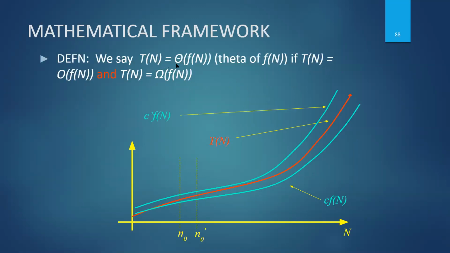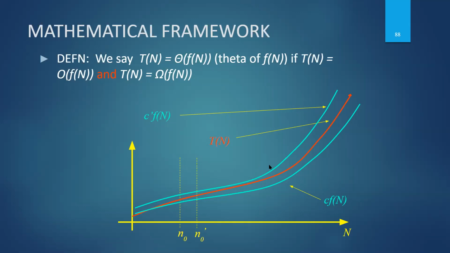And this is theta of f(n). When the upper bound, which is Big-O, and the lower bound, which is omega, are of the same order, as we can see here, this one is the upper bound, this is the lower bound, and this is our algorithm. They are so close to each other that the lower bound and upper bound are the same.